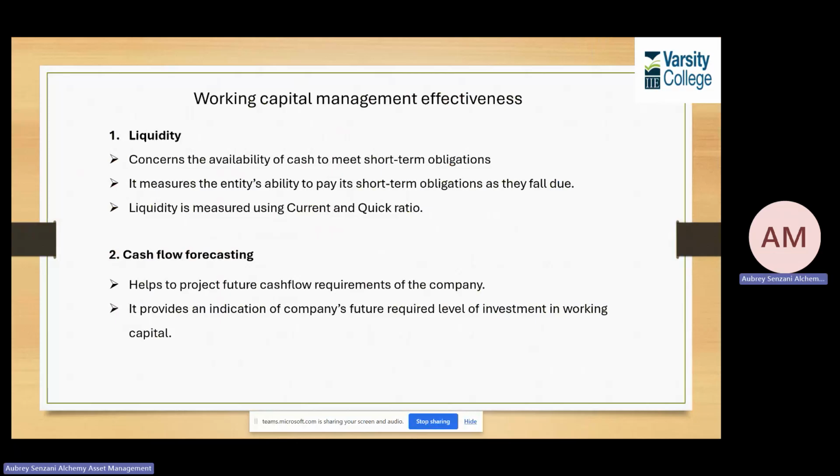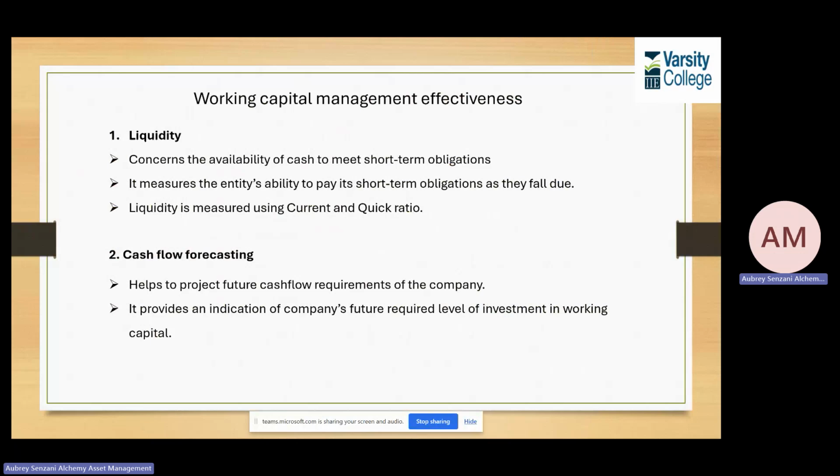So here now, number one, working capital management effectiveness, liquidity. Okay. You cannot discuss working capital management without looking at liquidity. It concerns the availability of cash to meet short-term obligations. It measures the entity's ability to pay its short-term obligations as they fall due. Okay, liquidity is measured using the current and quick ratio. We've seen these before, and I'm sure you guys even got tired of me saying, but what does that mean? Interpret it for me.